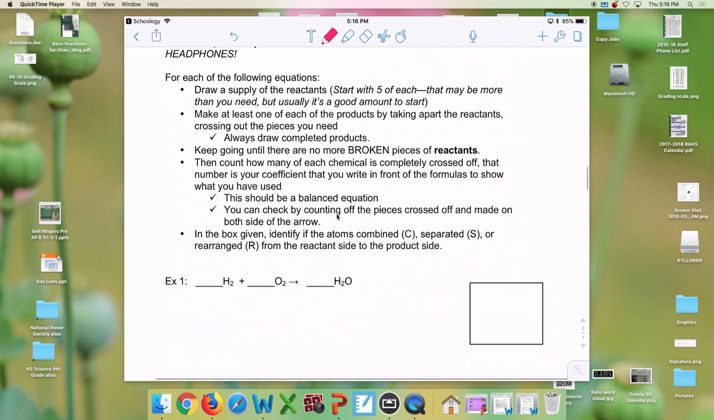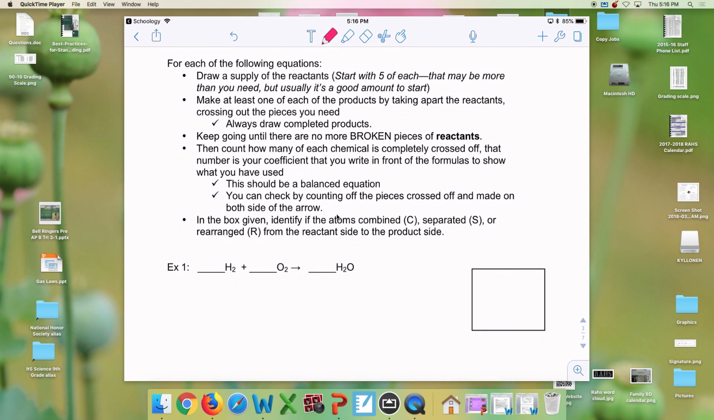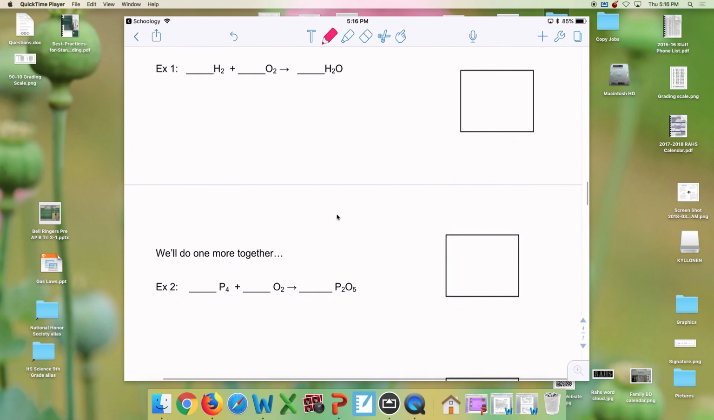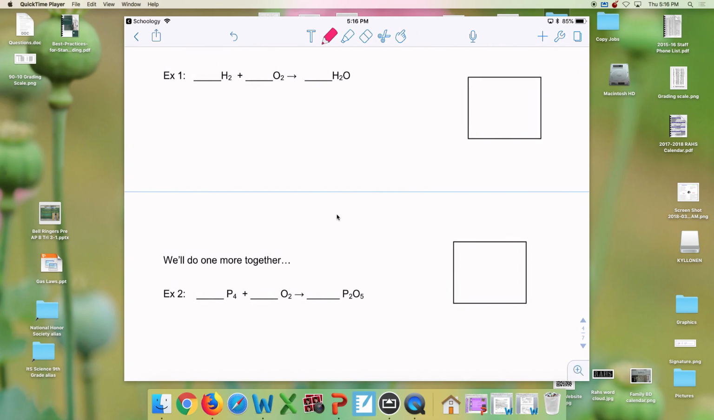And you can see here where it says "for the following equation," you can read through those directions on your own when you're practicing on your own. I'm going to walk you through those steps. So let's see how we end up with the right number of atoms on both sides so that we can call the equation balanced.